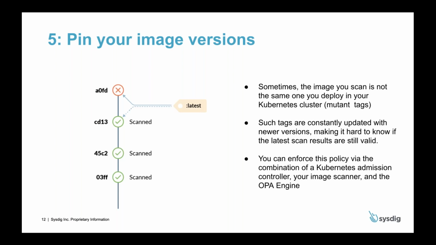You can enforce this policy via a combination of Kubernetes admission controller, like Knox mentioned, your image scanner, and also using OPA, to the point described before in the previous slide, where you can use that for more of the advanced policy decisions.